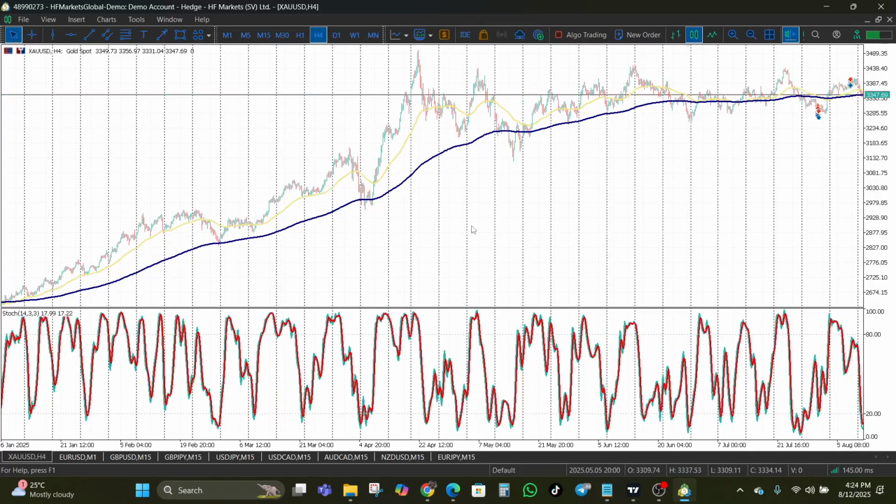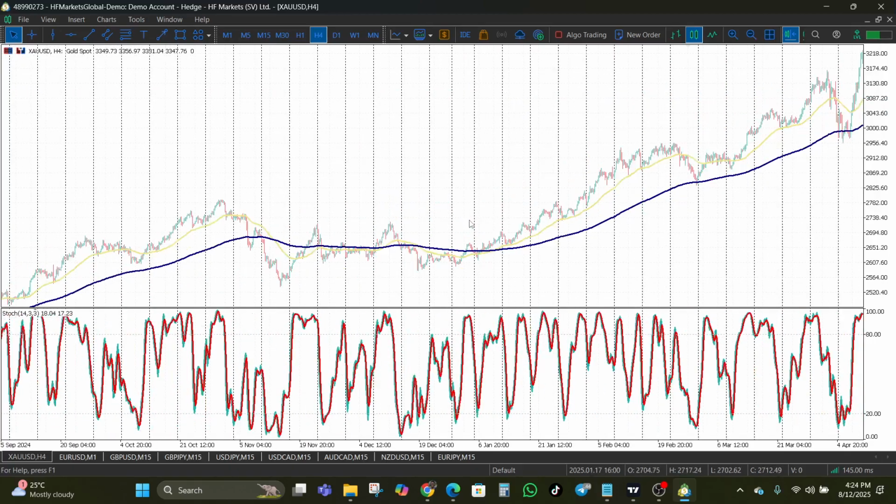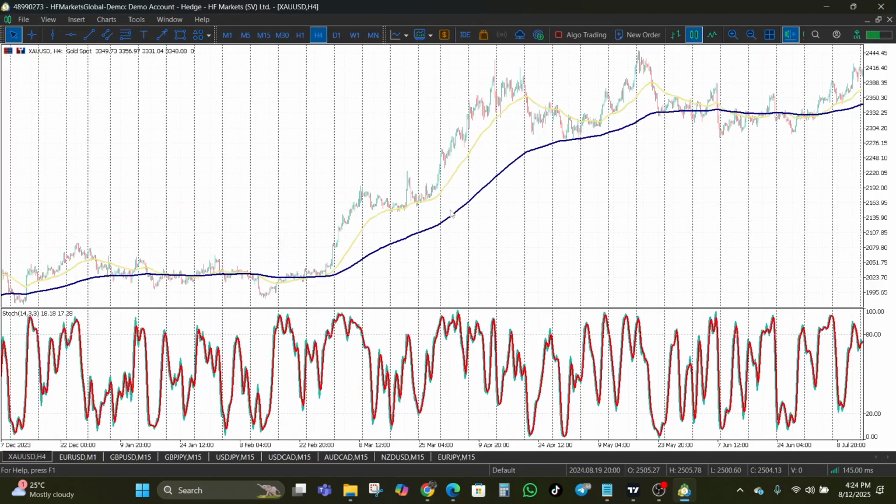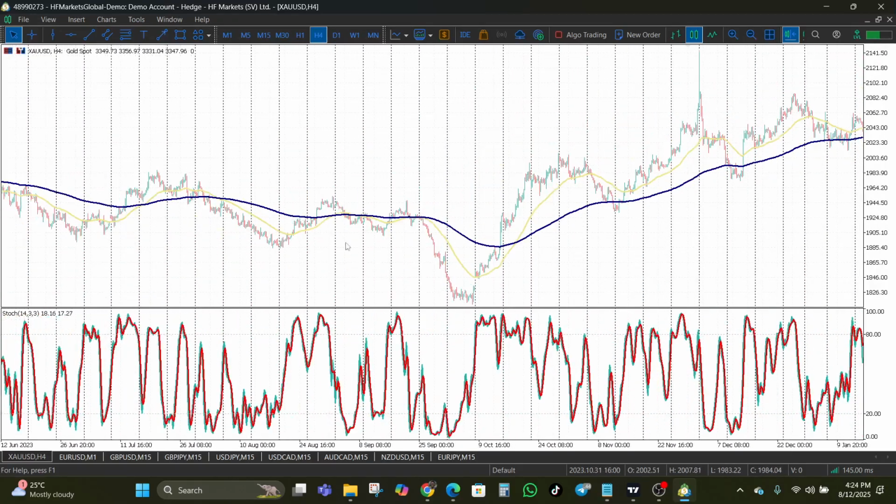Now for sell trades, we look for sell opportunities when the 50 EMA is below the 200 EMA, meaning that the trend is down. So when you have the 50 EMA below the 200 EMA, then you will be looking for sell opportunities.